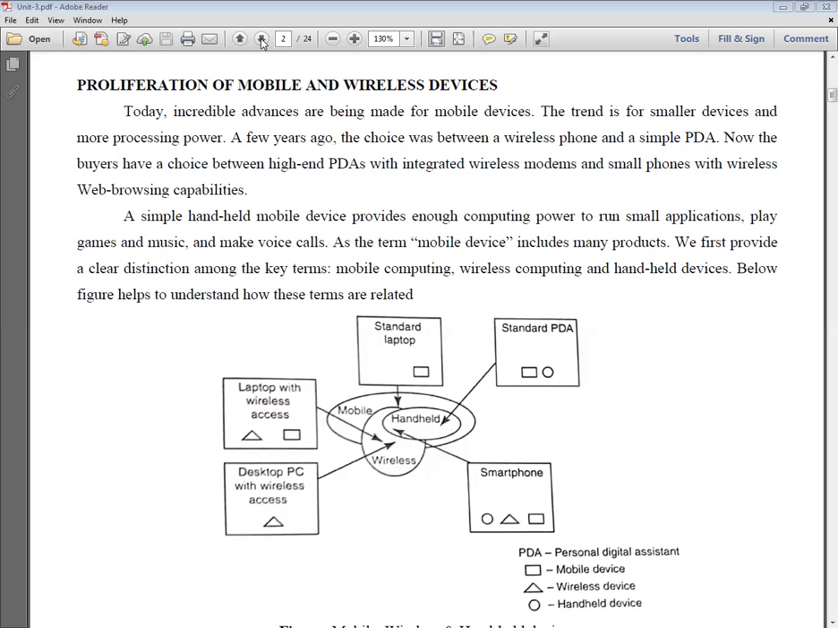So these are all the various reasons where the advancements are being made for the mobile devices. See, a simple handheld mobile device provides enough computing power to run small applications, play games and music, and make voice calls also. Nowadays, what we prefer is that the mobile phone should be lightweight, and it should have more features.